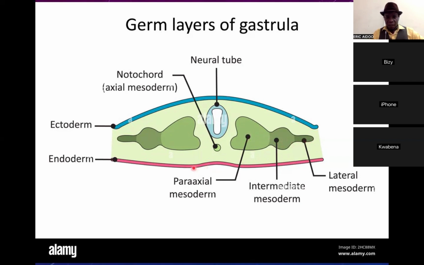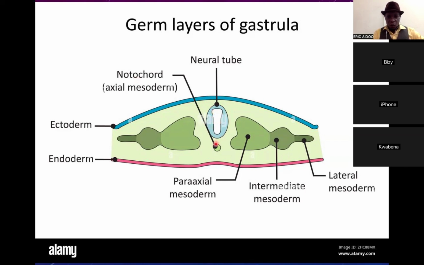That is the endoderm, that is the ectoderm. The ectoderm thickens to form the neural plate, and then eventually it can form a tube known as the neural tube. This is what will form the brain and spinal cord. So we'll touch on that later.